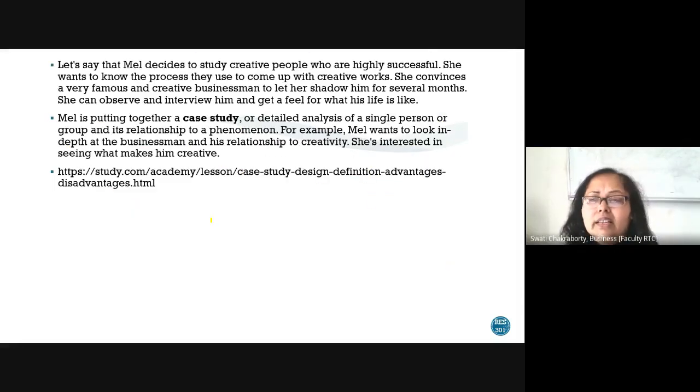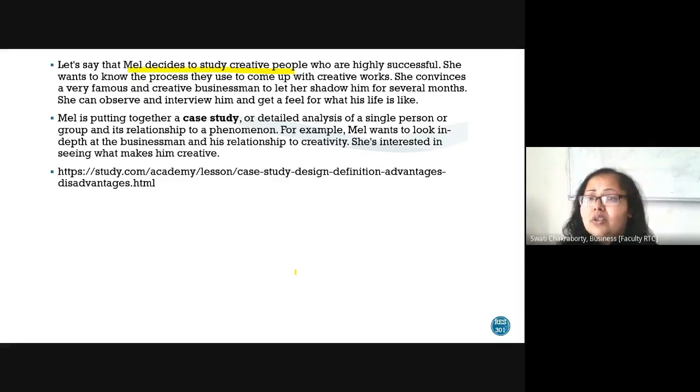So this is an example. Let's say that Mel decides to study creative people who are highly successful. So she wants to know the process they use to come up with creative works. And she convinces a very famous and creative businessman to let her shadow him for several months, so that she can observe and interview him and get a feel of what his life is.